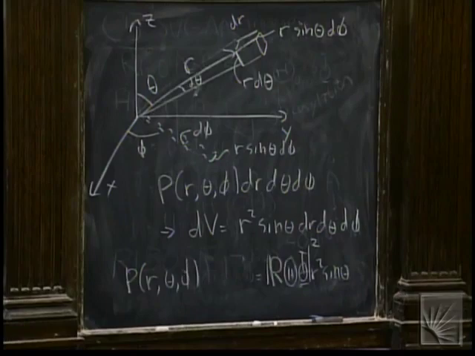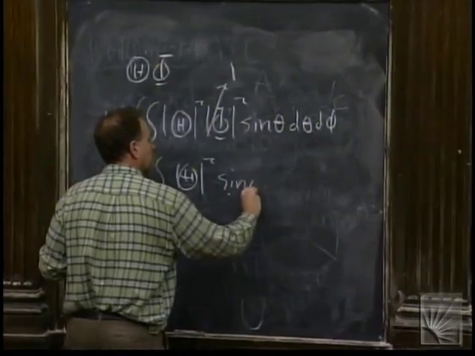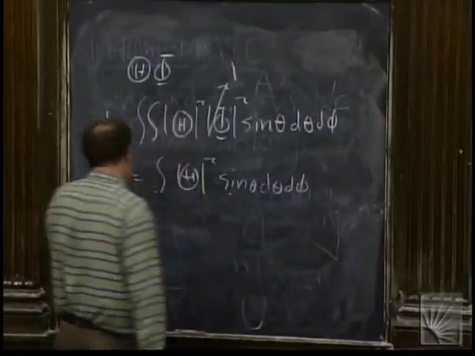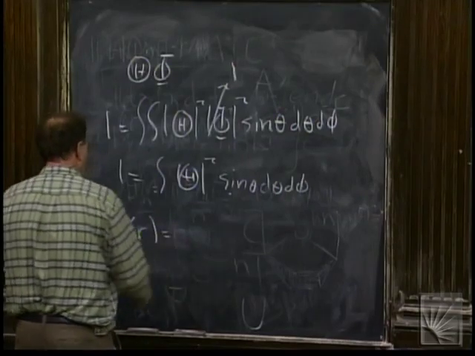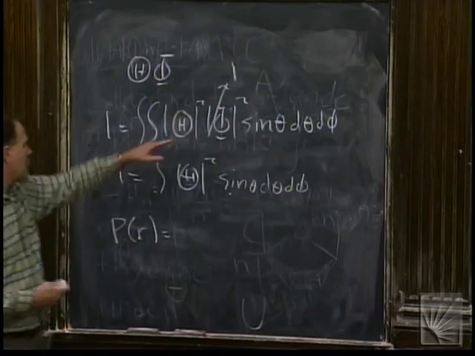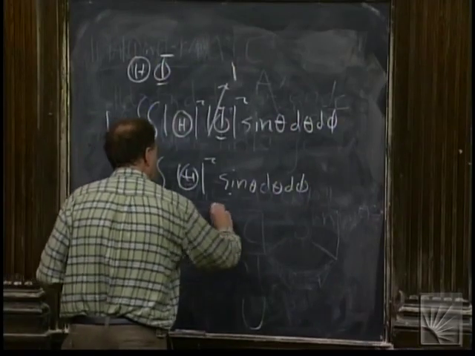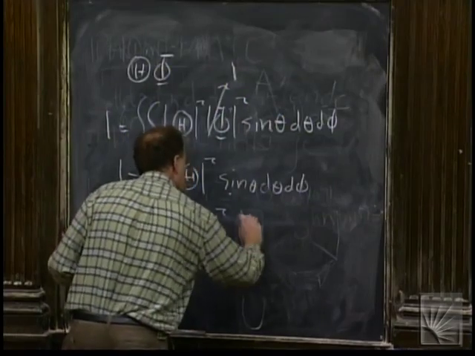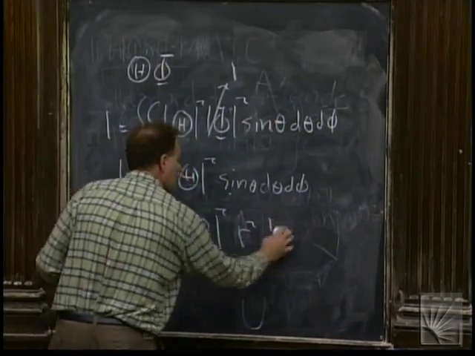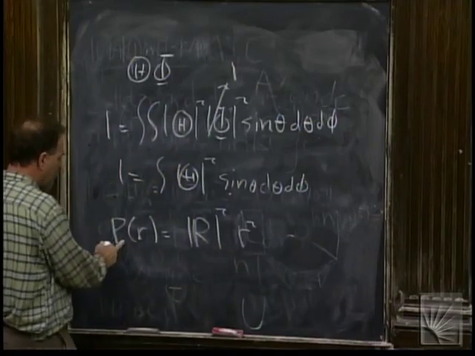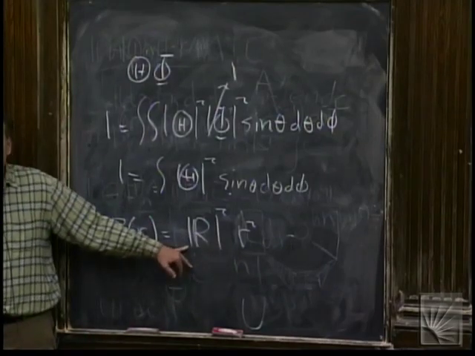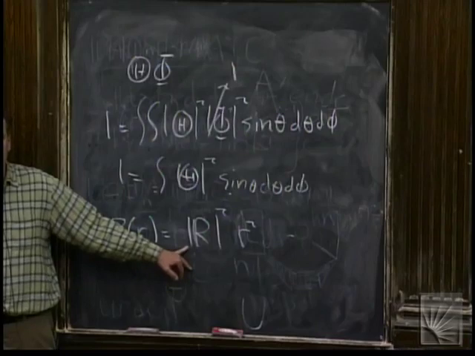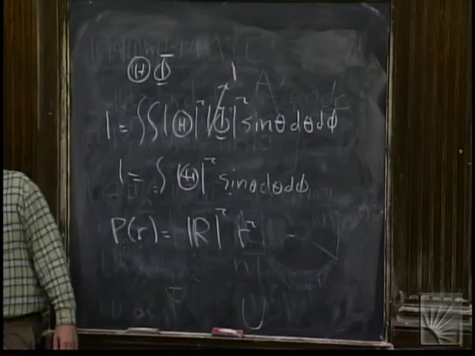So basically, that's just saying that theta phi squared times sine theta d theta d phi is 1. And so at the end of the day, if I ask the probability in r, that's basically saying I integrated over theta and phi. I leave off the dr. The probability in r, after all this discussion, is just capital R, the wave function squared, complex conjugate squared, times little r squared. Okay?